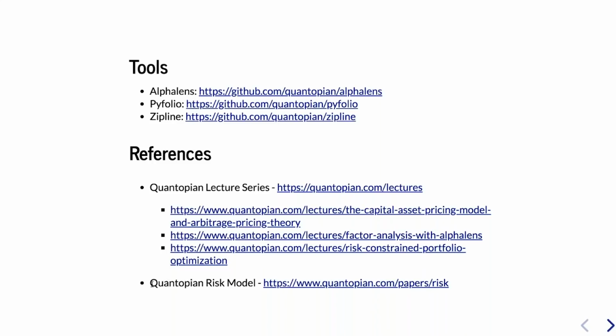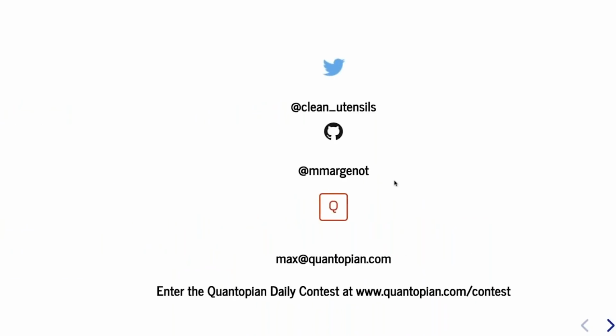And then we have a paper on the risk model. If you're looking for any sort of risk modeling papers, there's the Axioma handbook and the Barra handbook and all the stuff that they put together. There's also our risk model, which is on our website at quantopian.com/papers/risk.